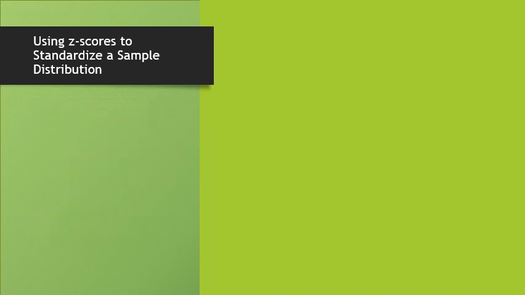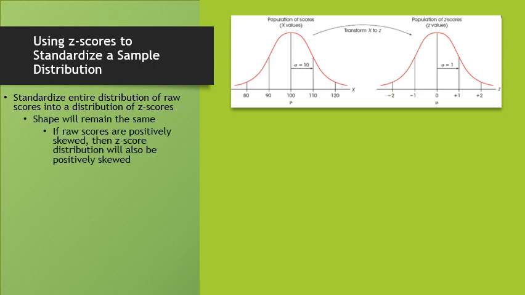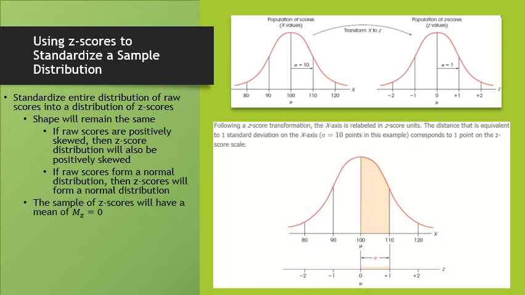So let's use z-scores to standardize a sample distribution. Again, it looks just like the population distribution. You standardize the entire distribution of raw scores into z-scores. The shape remains the same. If raw scores are positively skewed, then the z-score distribution will also be positively skewed. If raw scores form a normal distribution, then z-scores will form a normal distribution.